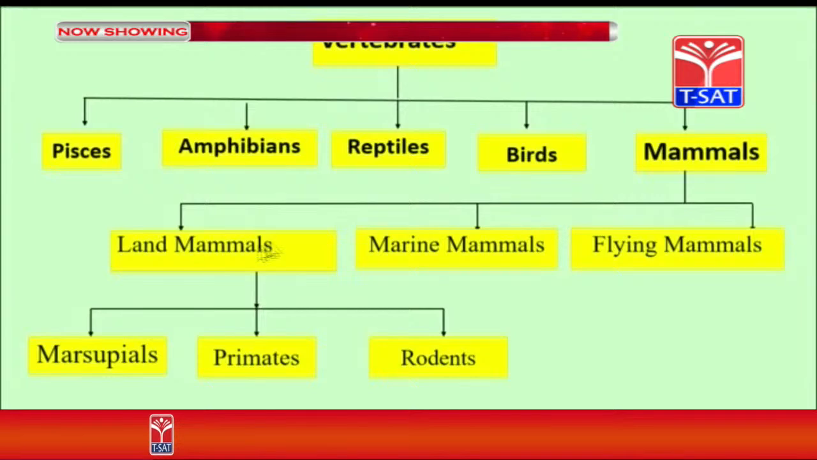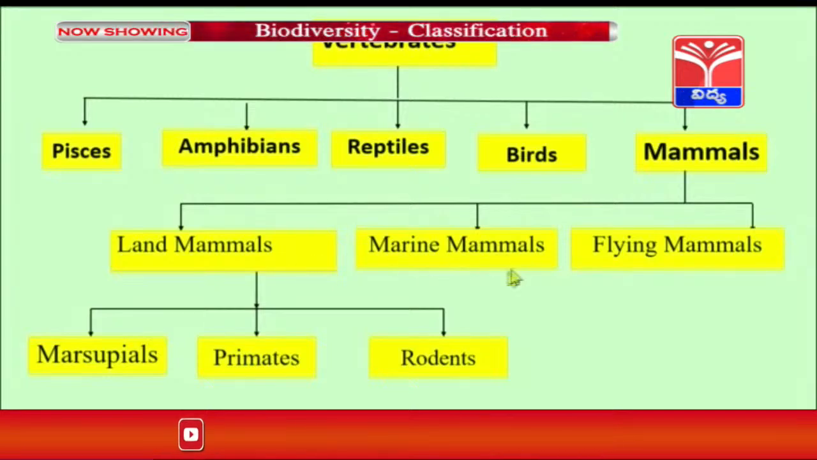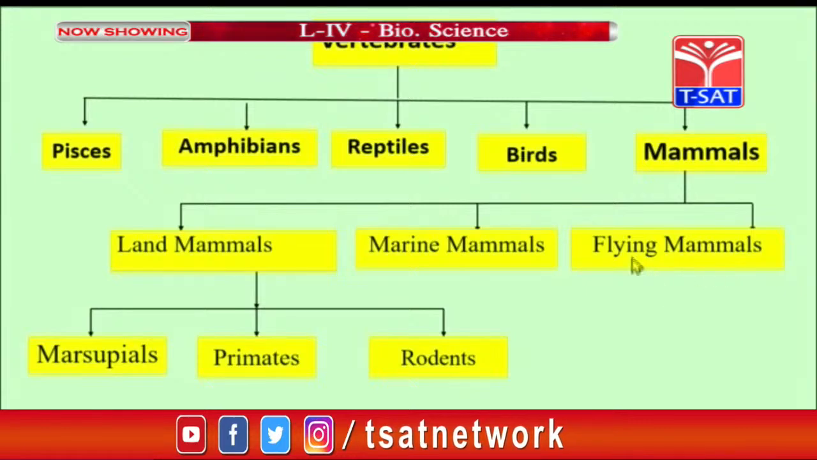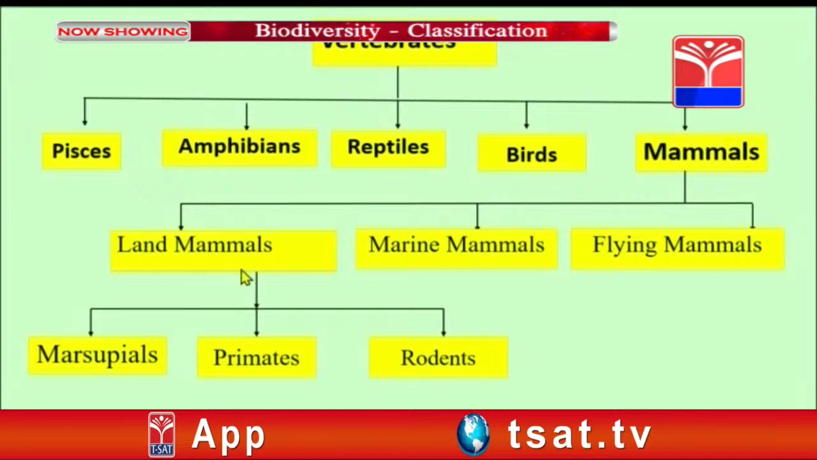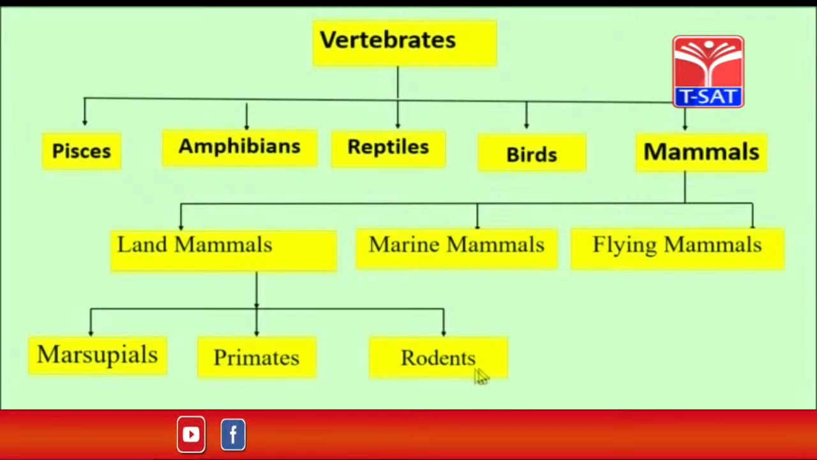Mammals are again classified into 3 groups. Land mammals, that means the mammals that live on the land. Marine mammals means the mammals that live in the seas and oceans. And flying mammals, these are the mammals that fly in the sky. Land mammals are grouped under 3 categories: marsupials, primates and rodents.